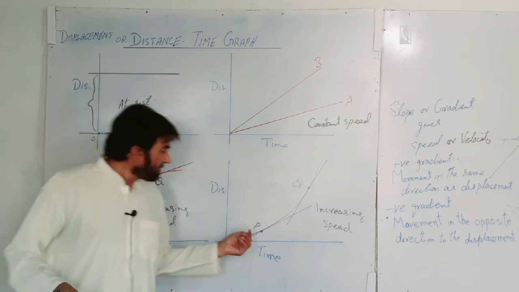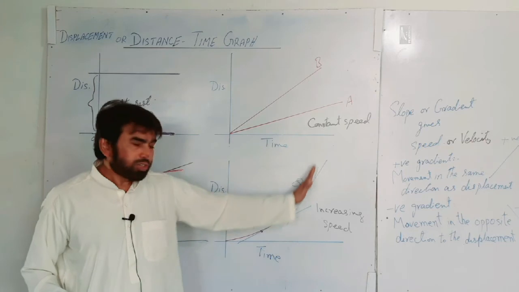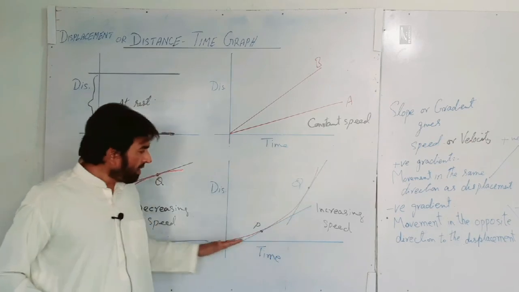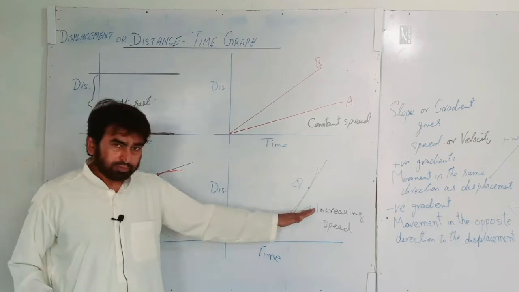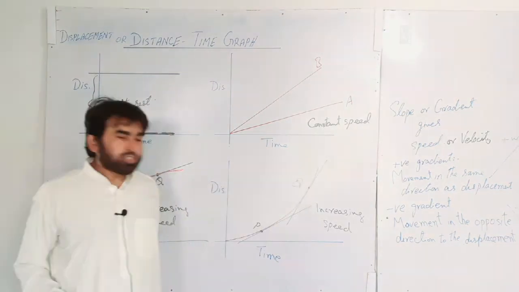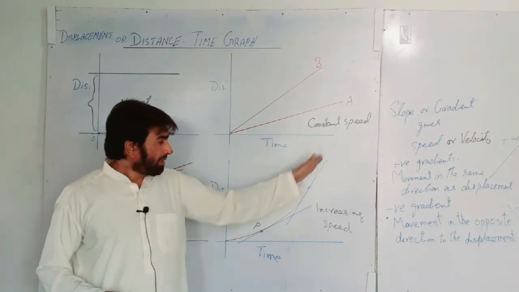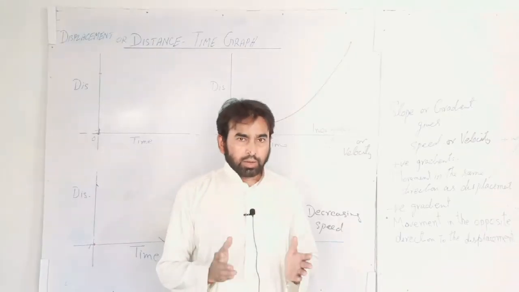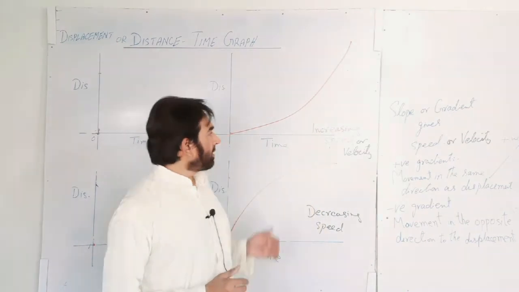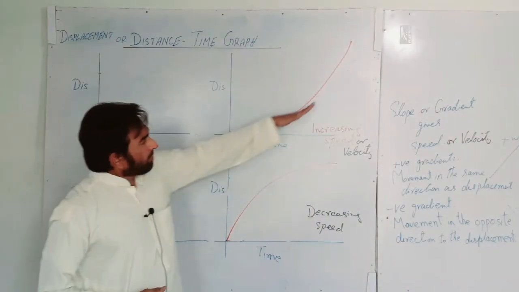So you can see that the tangent at P is less steep than the tangent at Q. It means here the speed was smaller, but here the speed is larger, because the slope is showing that this is a less steep slope and this is more. Now let us consider these two curves in the distance time graph or displacement time graph. This is the curve like this.